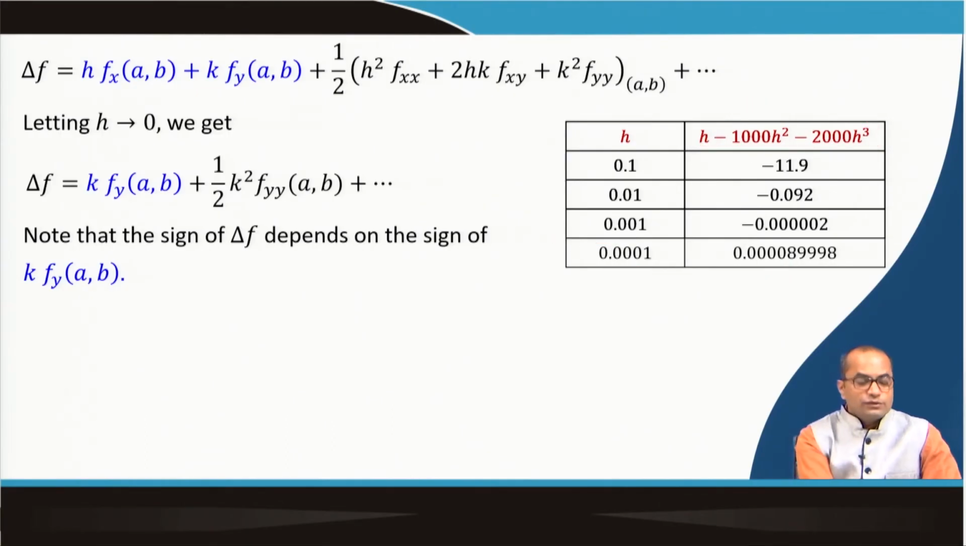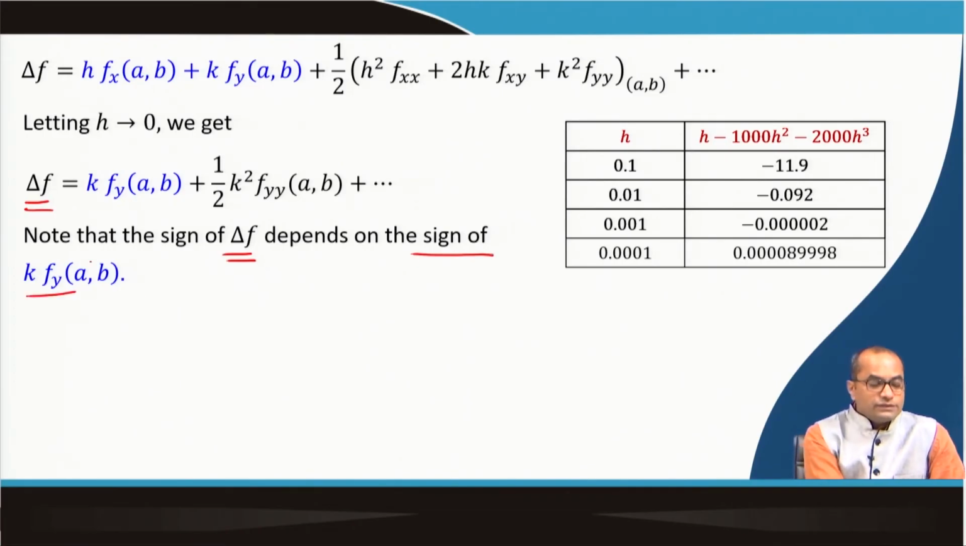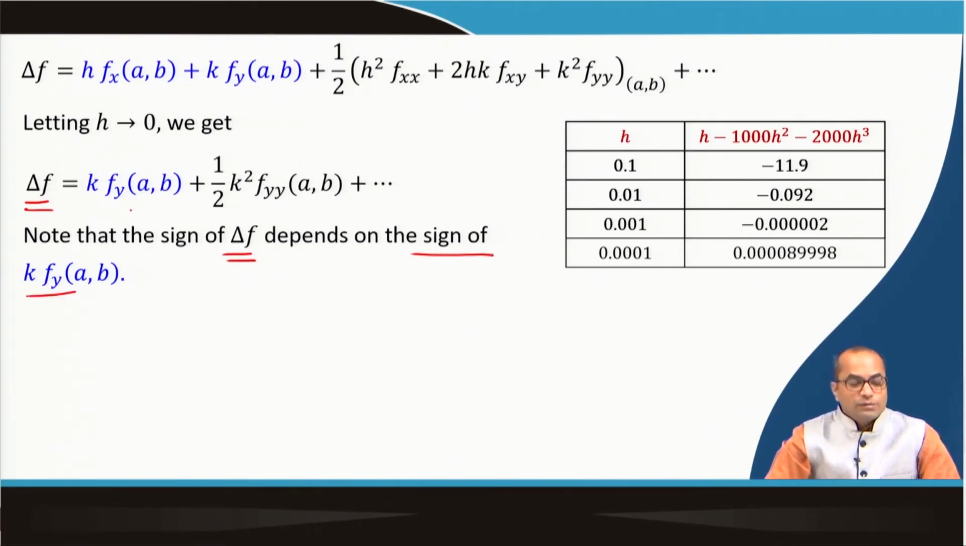With a similar argument, here we said that the sign of this delta f will depend only on the sign of this k f_y(a, b), but it may happen that this holds only for a very small k, but it does not matter. We are talking about the neighborhood, and that neighborhood can be very small for this existence, for the local maximum or minimum.